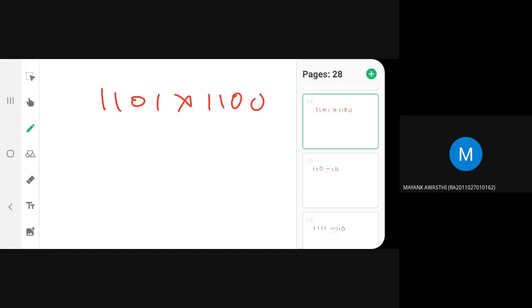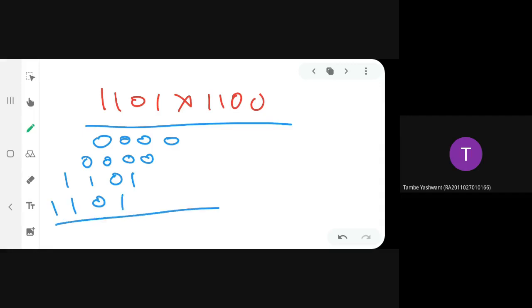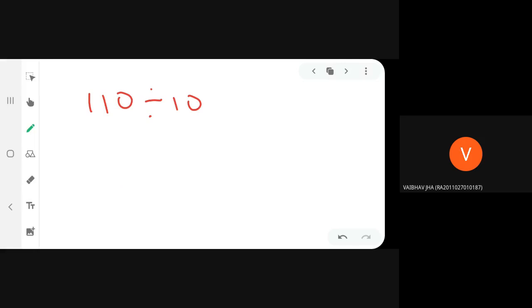One more example I am giving you. Tell me the answer for this one. 1101 multiplied with 1100. What is the answer? 100 1, 11100. Then are you getting this answer? Yes, ma'am. Correct. This is almost similar to normal multiplication only, but in ones and zeros. So next, we will move on to division.